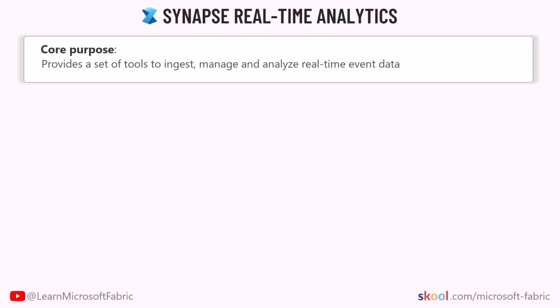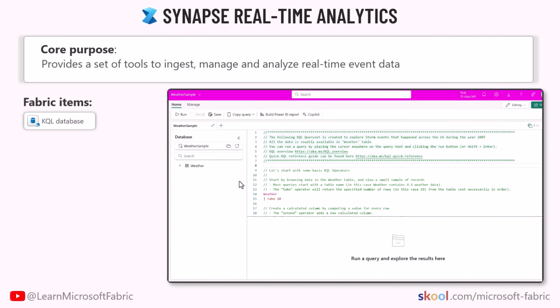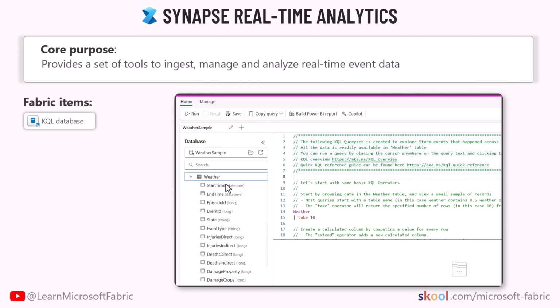The real-time analytics experience in Fabric provides a set of tools to ingest, manage, and analyze real-time event data. Event data is a completely different paradigm in data analytics and requires a different mindset and also a different set of tooling. The Fabric items you can create within this experience are the KQL database, which is a data store for your streaming datasets. It's built on top of the KQL, the Kusto Query Language engine. If you're familiar with Azure Data Explorer for things like logging, then this is the same engine that is being used in the KQL database within Fabric.